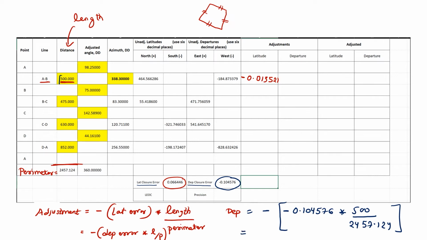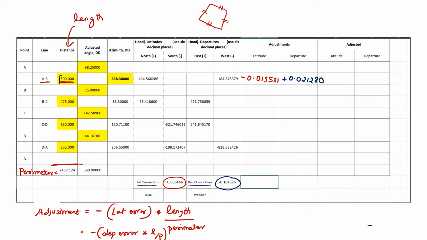If I do this, then we get plus 0.104576 times 500 divided by 2457.124. So this would be 0.021280. I'm taking up to 6 decimals. So this would be positive 0.021280. This would be my adjustment for the departure for line AB. Okay, so let's do it for line BC.